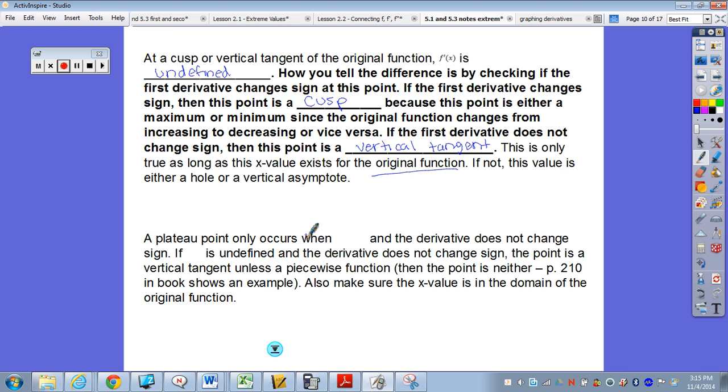A plateau point only occurs when f prime of x is equal to 0 and the derivative does not change sign. And if f prime of x is undefined and the derivative does not change sign, the point is a vertical tangent unless it's a piecewise function. You can look at page 210 to see an example of this, and also make sure the x value is in the domain of the original function.